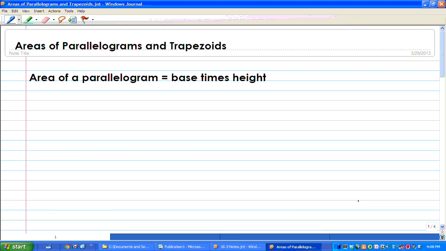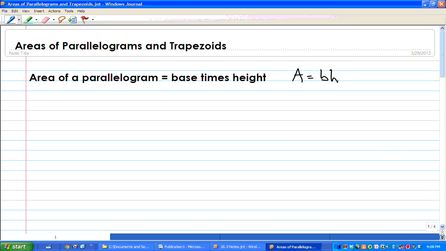Okay, this video is going to teach you about areas of parallelograms and trapezoids. And we're going to start with the parallelogram first. It's very simple. It's the base times the height. You'll see the formula written as A = BH, which means B, or base, times the height.